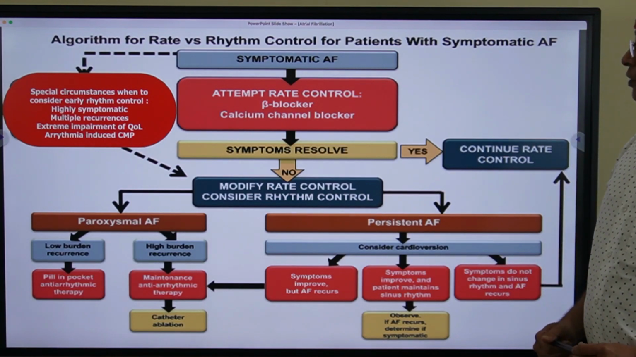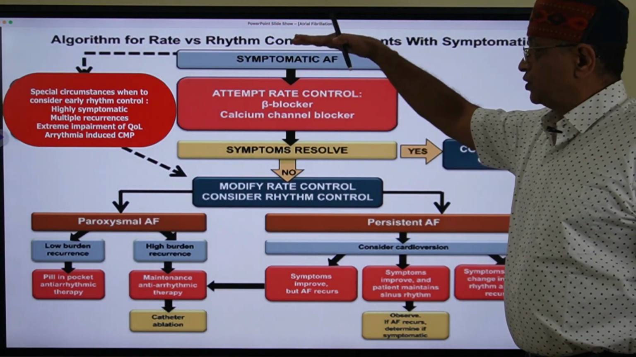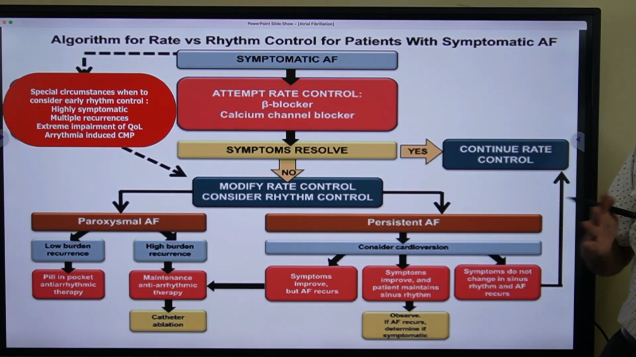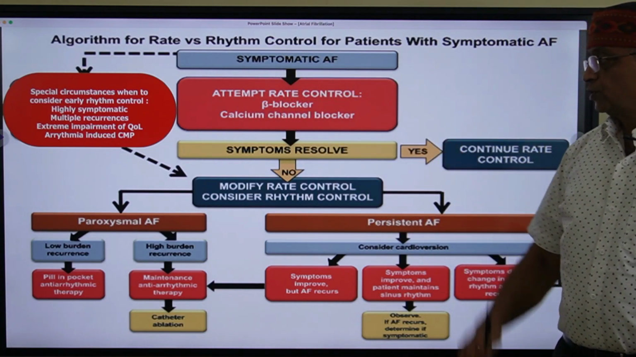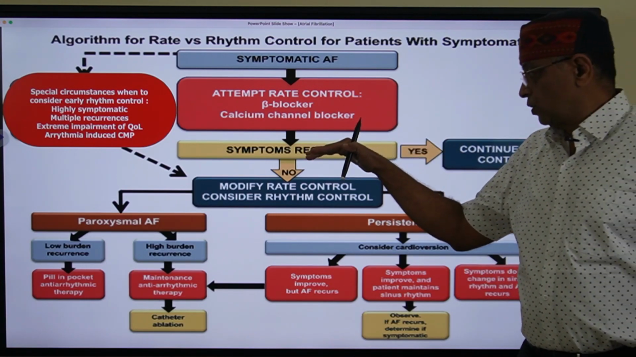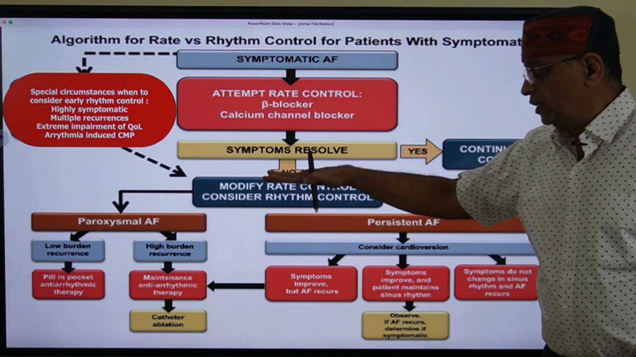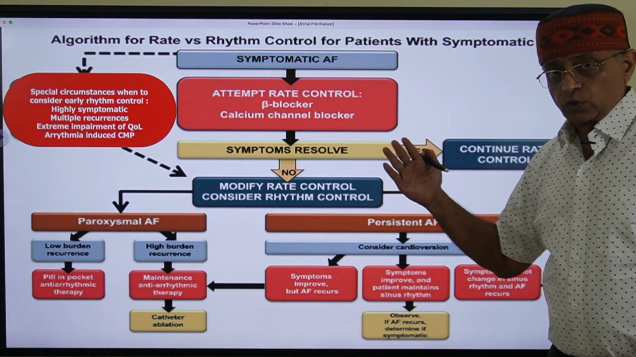So how do we deal with the patient with AF? If the patient with AF comes to you and is symptomatic, and in this slide we are talking about a patient who is not hemodynamically unstable, so you can start with rate control. Start with beta blocker or calcium channel blocker. If the symptoms resolve, then continue rate control. If the symptoms do not resolve, then you can modify rate control or consider rhythm control.